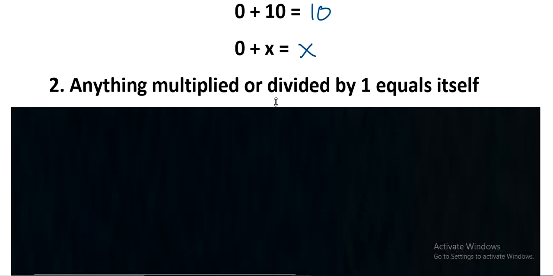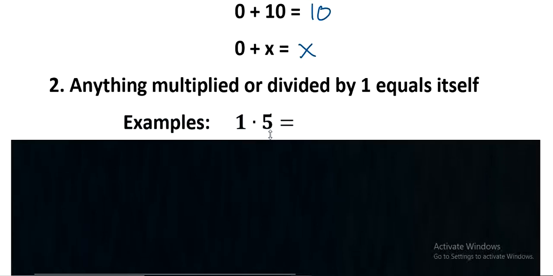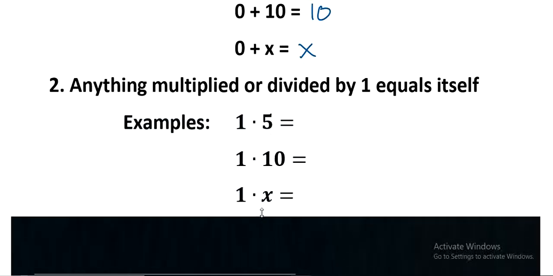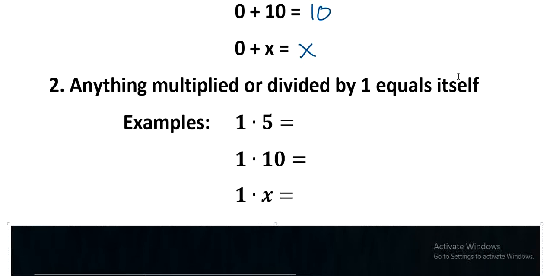Second foundation thing we have to remember, anything multiplied or divided by 1 equals itself. So we have 1 times 5, 1 times 10, 1 times x. You might already know what those are. 1 times 5 is 5, 1 times 10 is 10, and 1 times x is x.